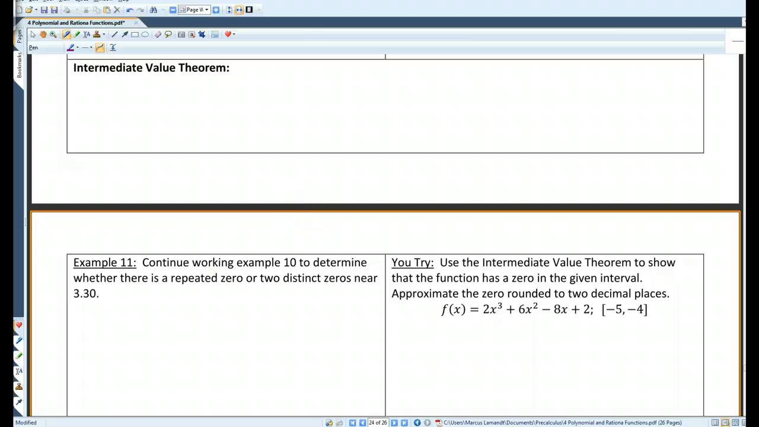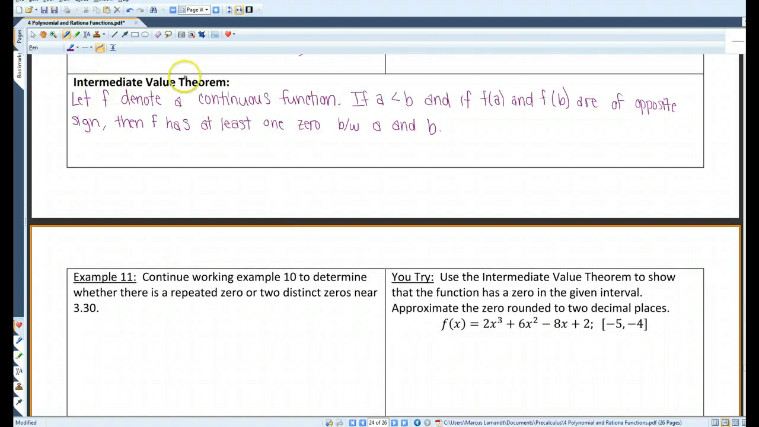Alright, intermediate value theorem. The intermediate value theorem says that if you let f denote a continuous function, if a is less than b, and if f of a and f of b are of opposite signs, then f has at least one zero between a and b. And if you think about it, this kind of makes sense.